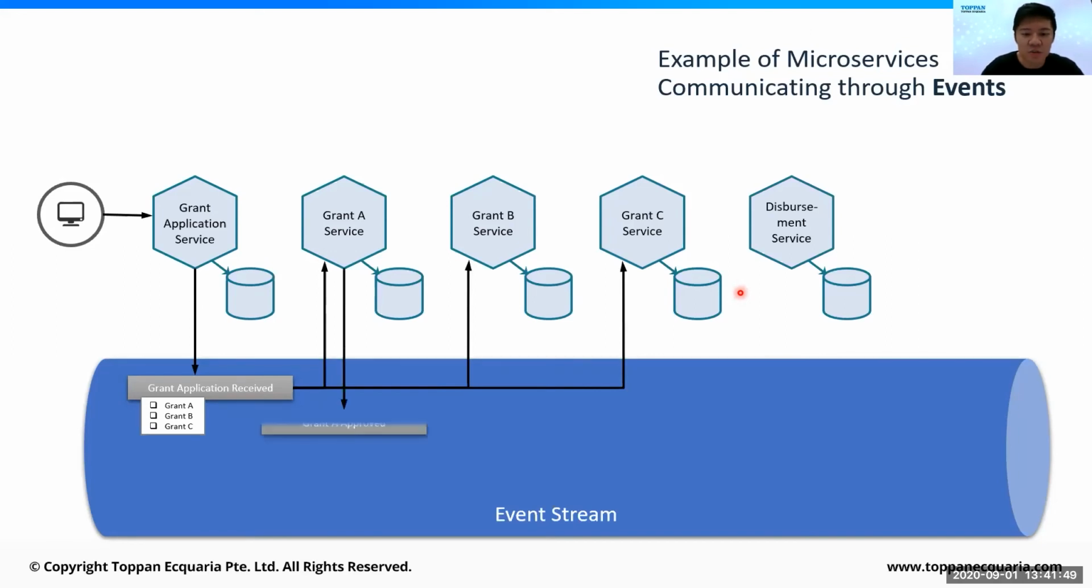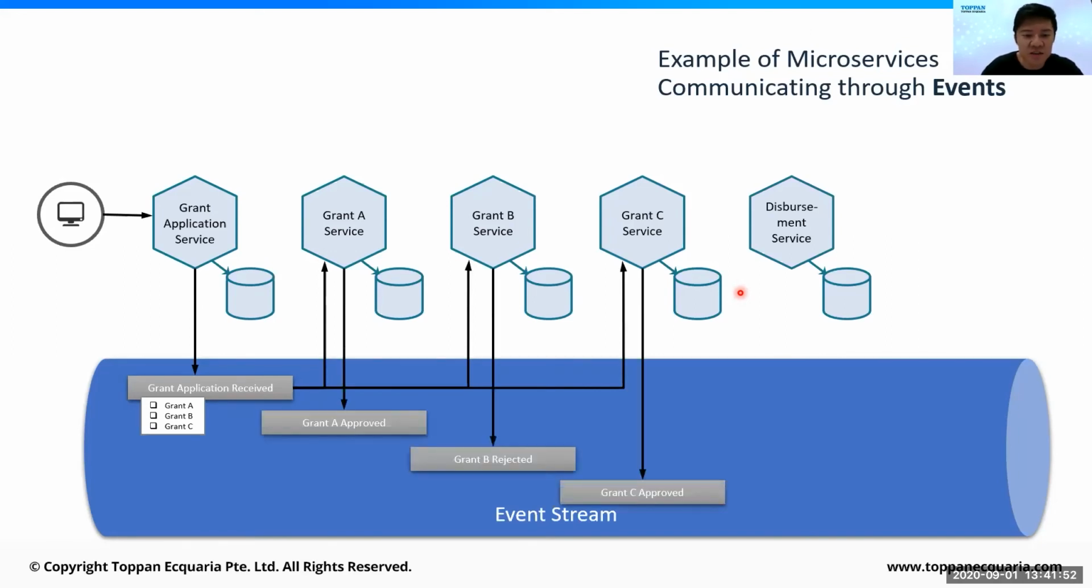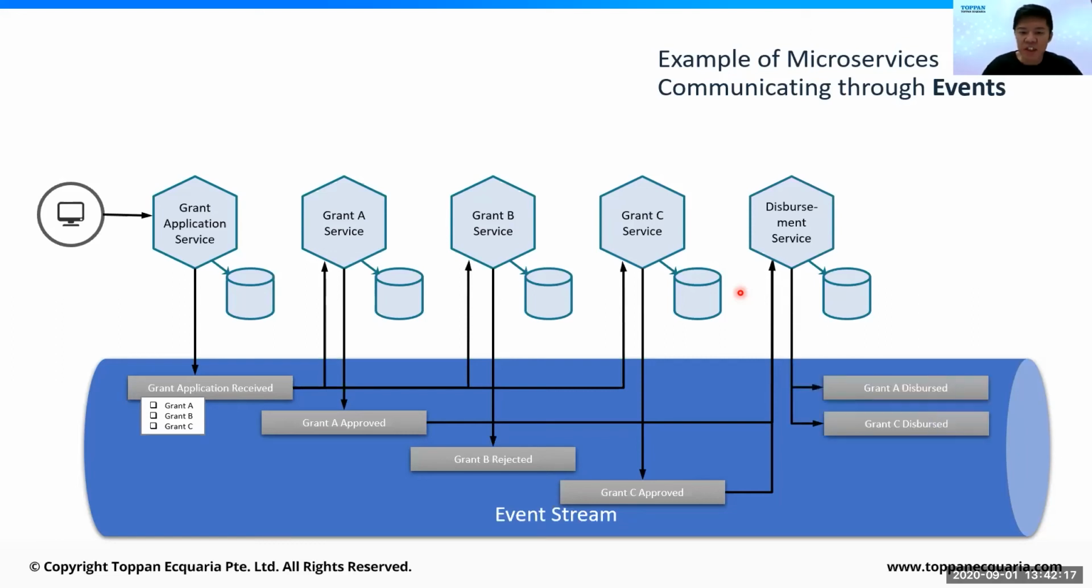Next, each grant service will then process and then approve or reject the grants. Similarly, they will emit the approval or rejection events to the event stream. And these events will then be picked up by the disbursement service to handle the disbursement, right? And the disbursement service, depending on the business requirements, may only pick up events that it's interested in. For example, they only pick up grants that are approved. And similarly, when a grant is disbursed, they may also emit back an event to the event stream. This is a sample of how the same grant system can be implemented using an event-driven approach.